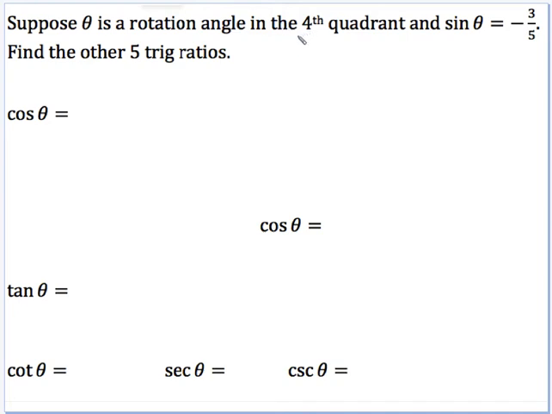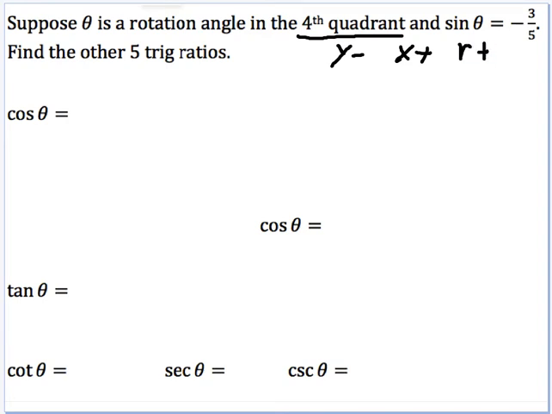Before we get started, we need to check and see what quadrant we're in. We're in the 4th quadrant, so our y in the fourth quadrant is negative, x is going to be positive, and in this case your r is also going to be positive. R should be lowercase, so r is also positive.